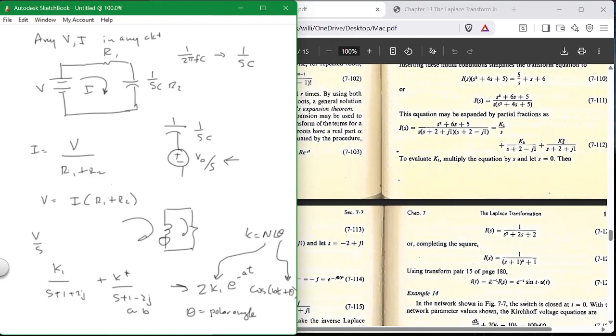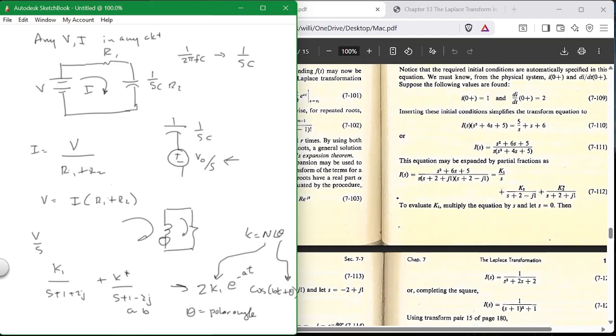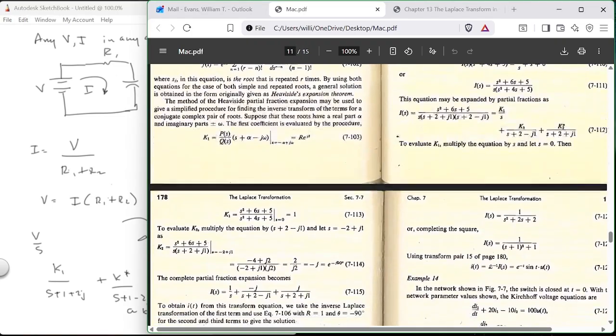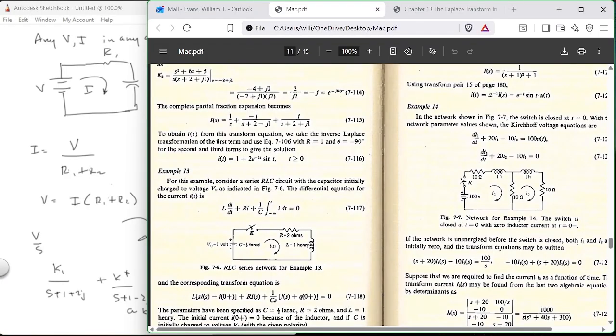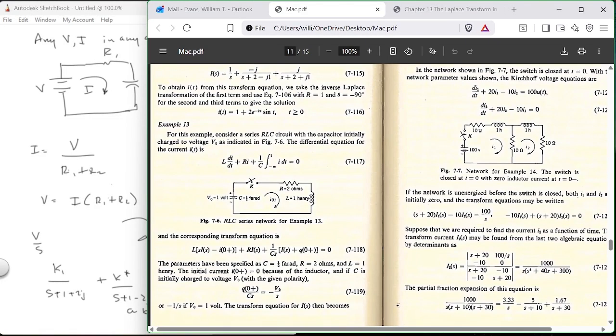Okay, so this is how you would expand, and there's the K1, K2, and then this is one where you have an S and then a complex conjugate number, and this is how you would do that one. This is kind of a combination one, an explanation. Anyway, here is the kind that you will get. All right?